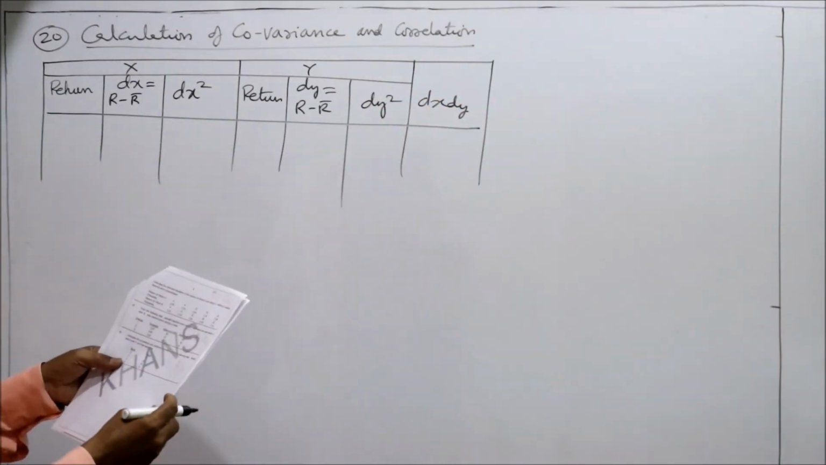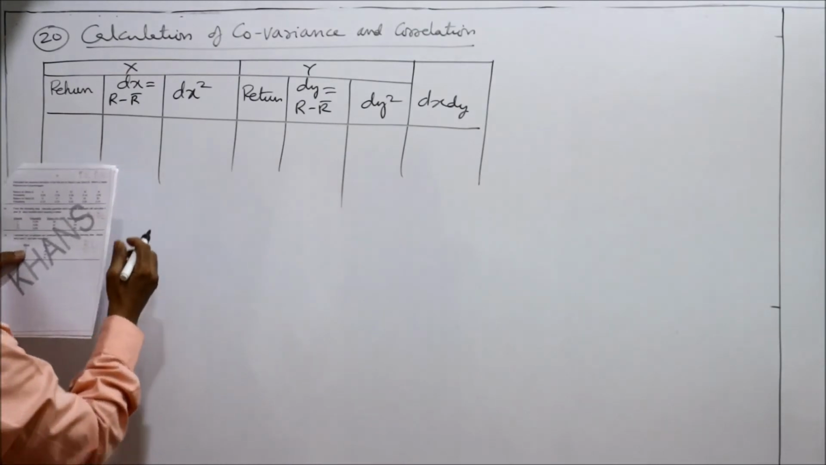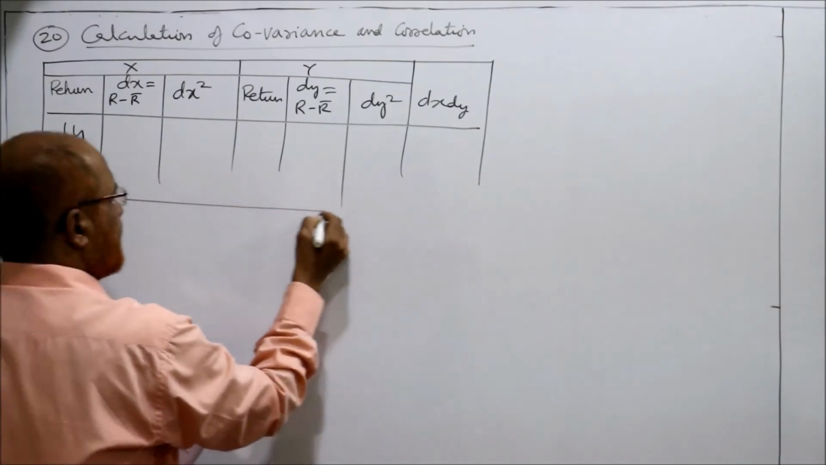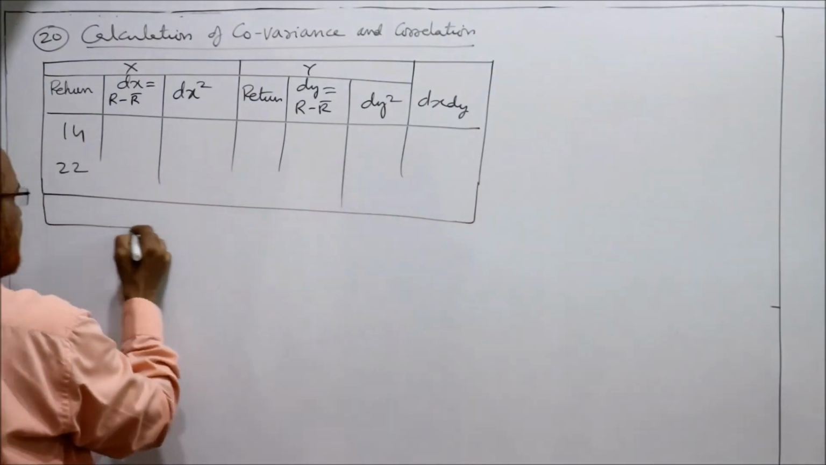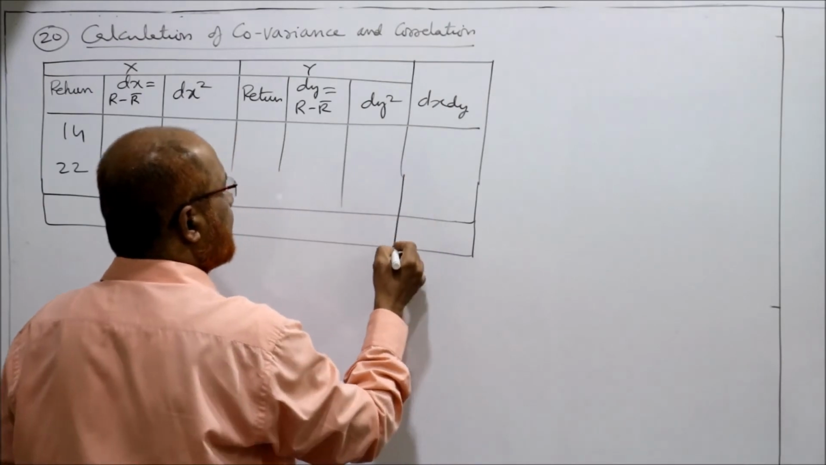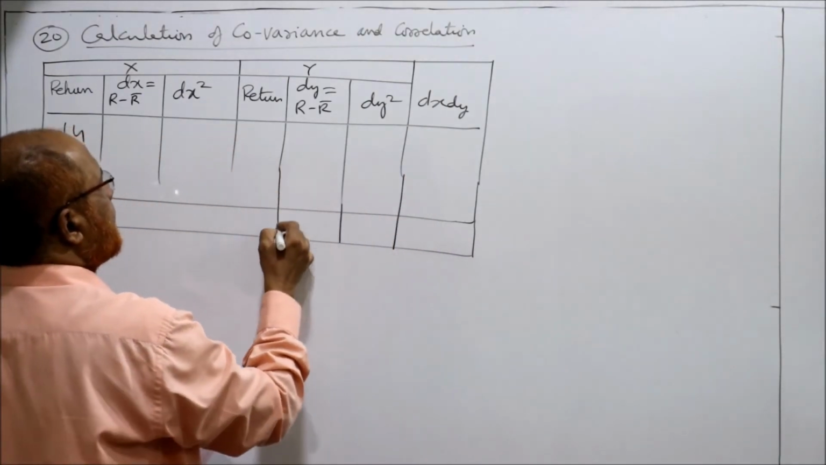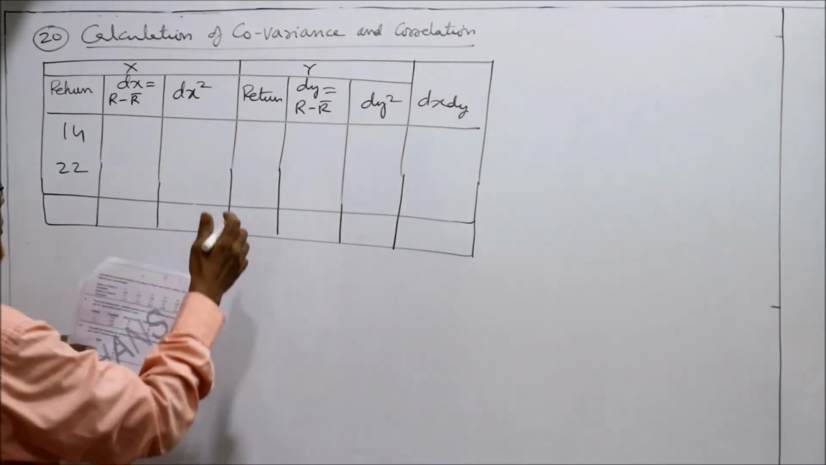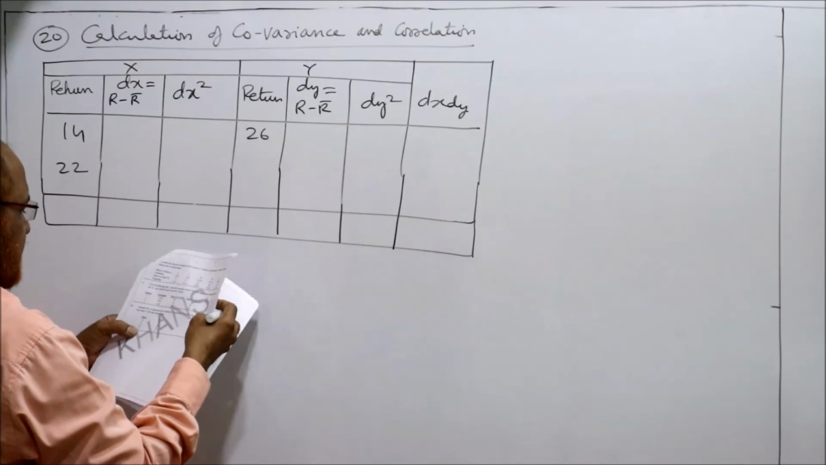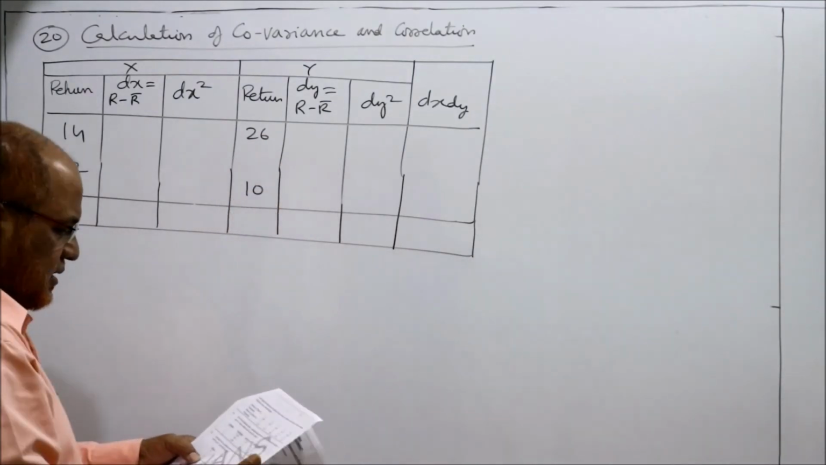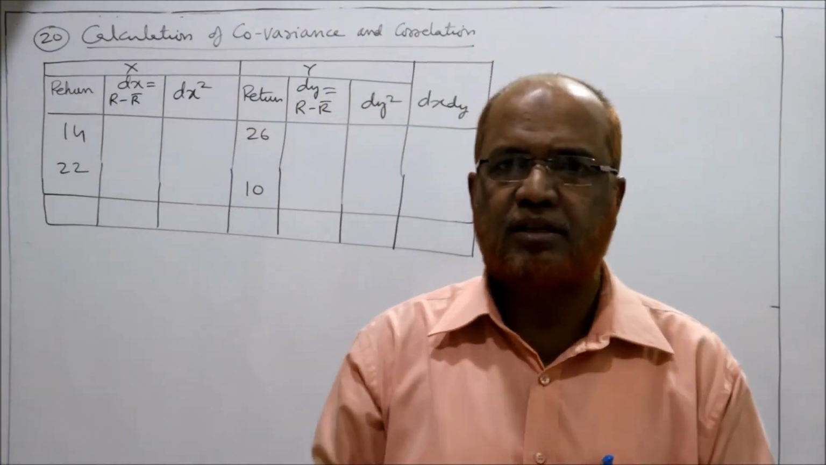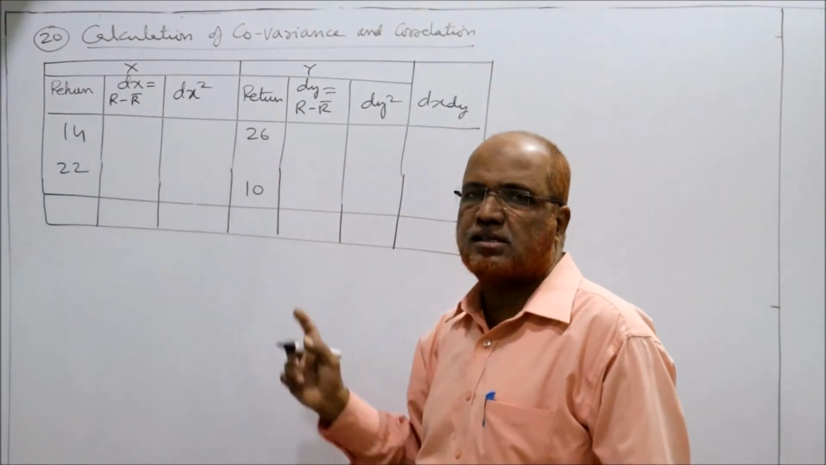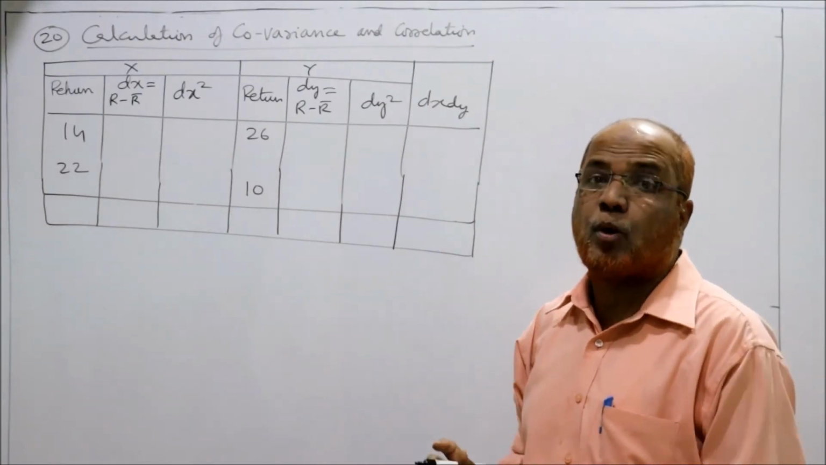Two returns are given for X. The 2 returns of X are 14% and one more return is 22%. And the Y returns are 26% and the second one is 10%. That's it. This is the complete information given in the problem. 2 returns are given for X security, 2 returns for Y security. We are not given any probability.